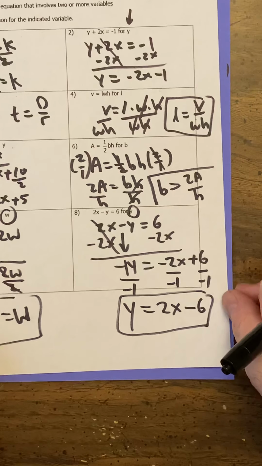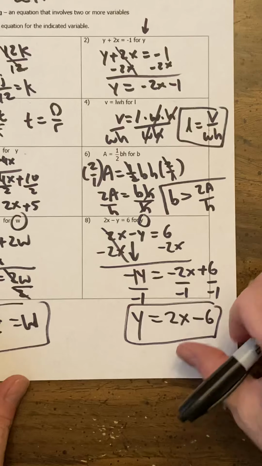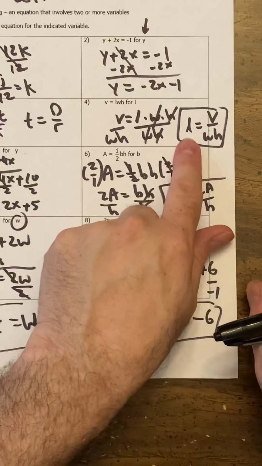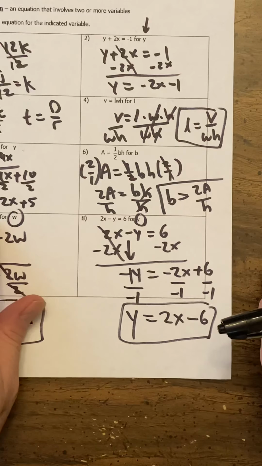Okay, so hopefully you understand now how to operate with literal equations, rearranging the terms so that you can get the specific variable that you want isolated.